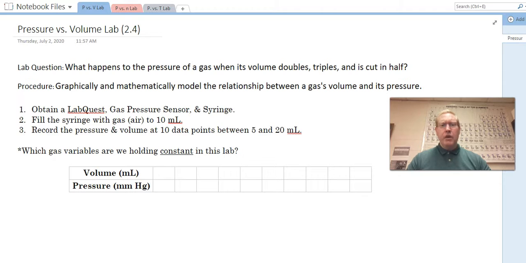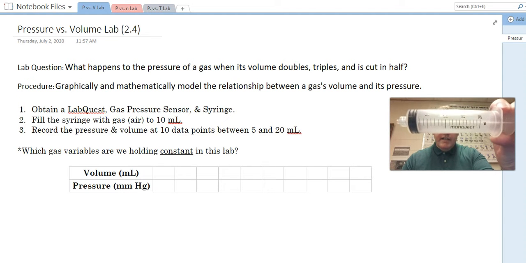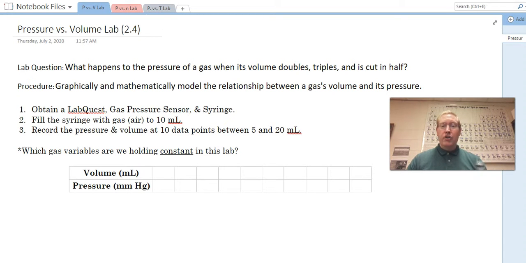Now, since we want to see what happens to the pressure when we change the volume, we're going to need a way to change the volume of air that's exposed to that gas pressure sensor. And to do that, we're going to use one of these, a syringe. And I think you can see it does have volume markings on the side. Yeah, those markings are in milliliters. So I can change the volume of a gas, in this case air, that I put into this cylinder. And by changing the volume in the syringe, I can then see what the effect on the pressure is going to be.